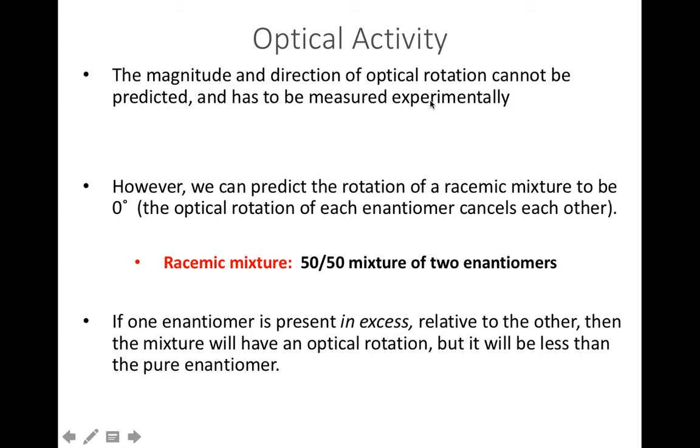And so we mentioned this on the last slide. The magnitude and direction of optical rotation cannot be predicted. It has to be measured experimentally. However, if we have a racemic mixture, and that is exactly a 50-50 mixture of the two enantiomers, then the optical activity will be zero. And that's because the optical rotation caused by each enantiomer cancels each other out. Now, if I have one enantiomer in excess, so if I've got more of one enantiomer than the other, then the mixture will be optically active, but it will be less than what we would expect for the pure enantiomer.